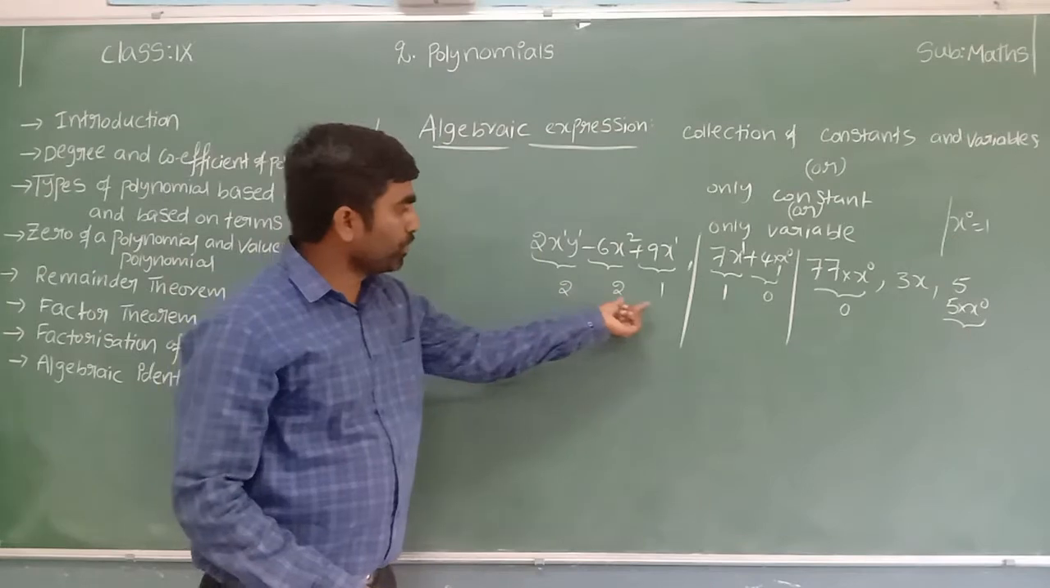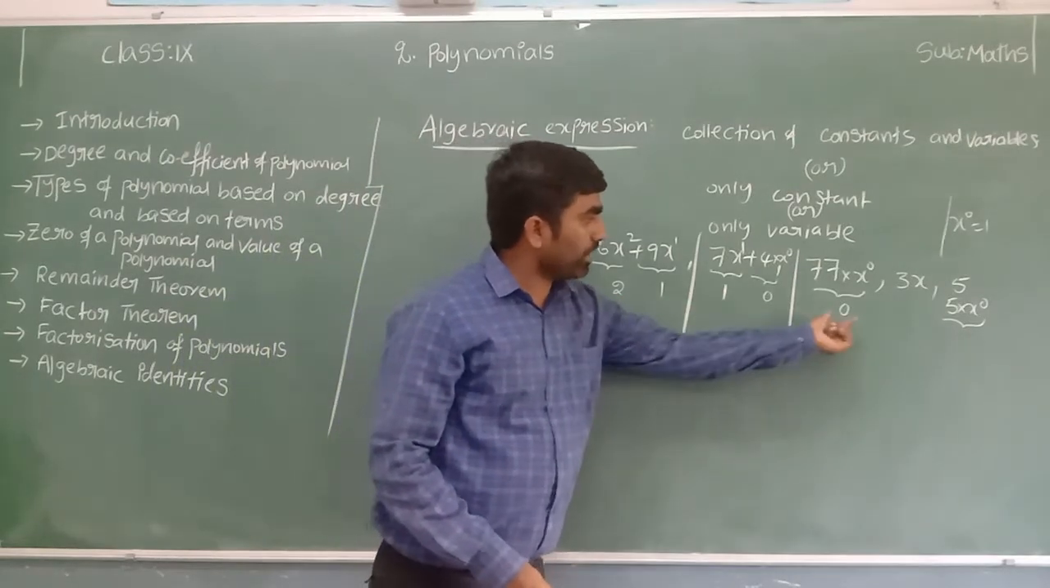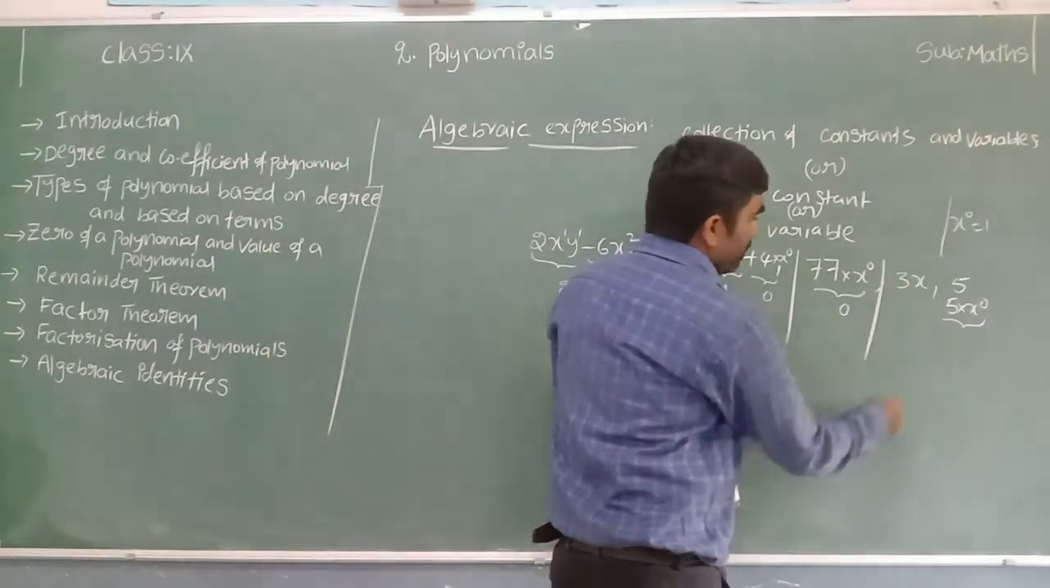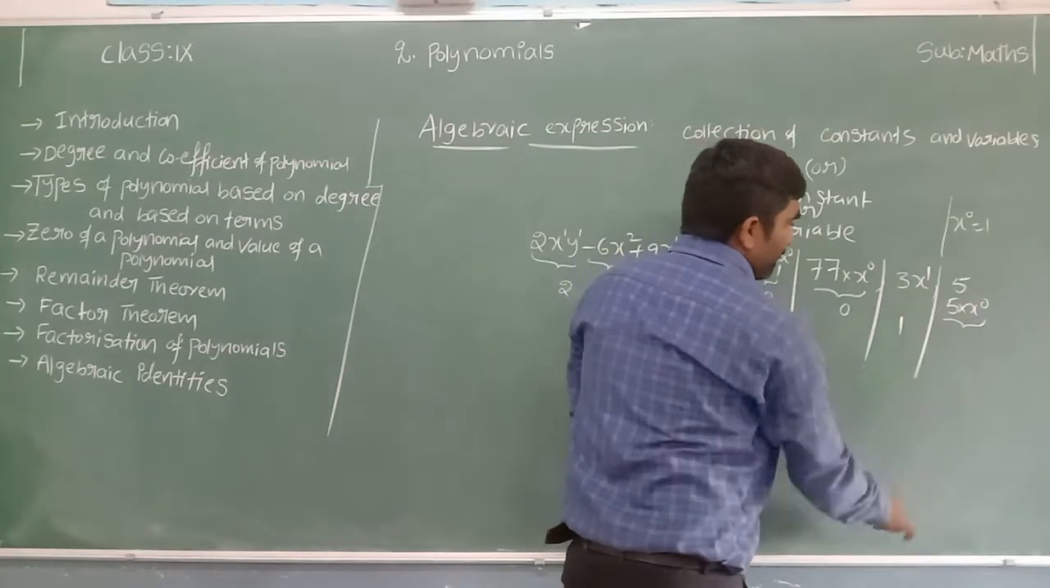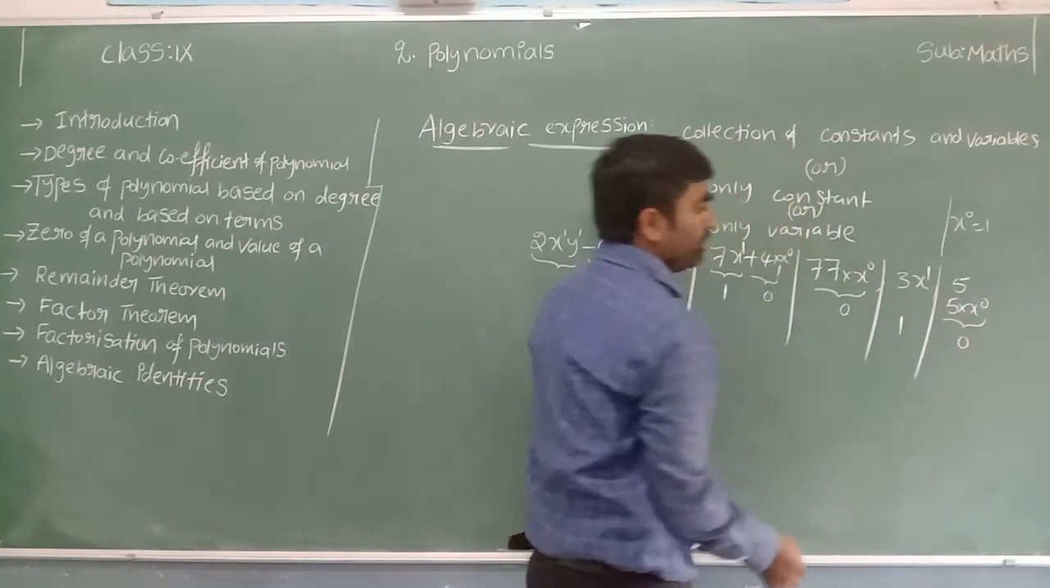Here the powers are 2, 2, 1. The powers are 1, 0. Here I can see the power is 0. And here the variable power is 1. Here you can see the variable power is 0.